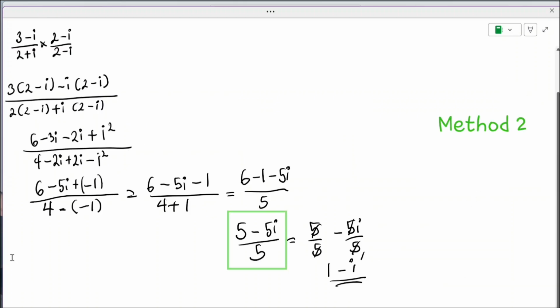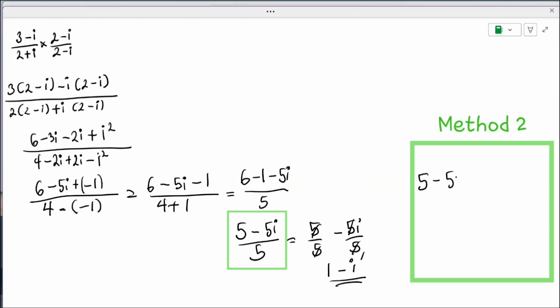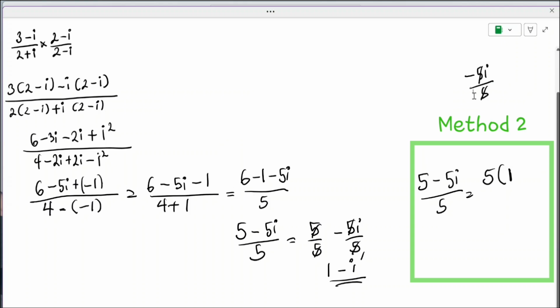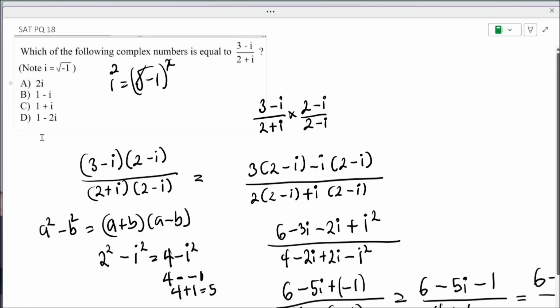Or from here, let's write it here. You have 5 minus 5i over 5. You can factorize at the numerator. They both have 5, so you take out 5, you'll be left with 1. Because if you take out this 5 from this 5, you'll be left with 1. And this 5 from this minus 5i, you have minus 5i divided by 5. 5 cancels 5. You'll be left with minus I. So you have minus I, close bracket, over 5. This 5 cancels this 5. You'll be left with 1 minus I. The same answer, two different methods. So the answer to this question is B. That's 1 minus I.